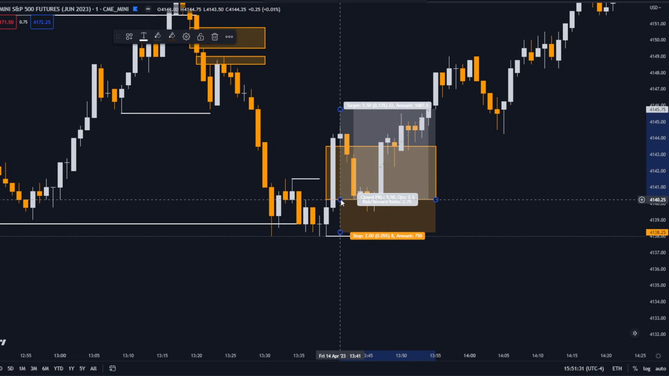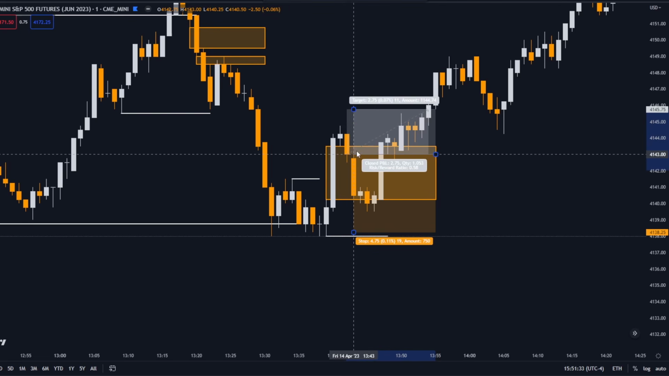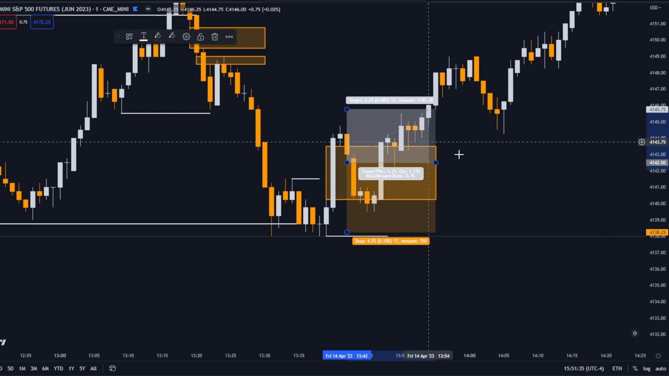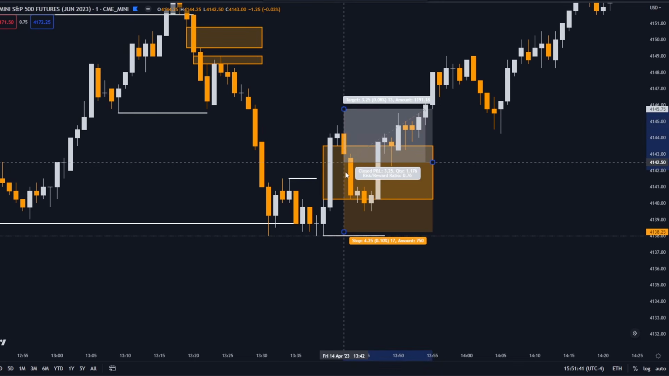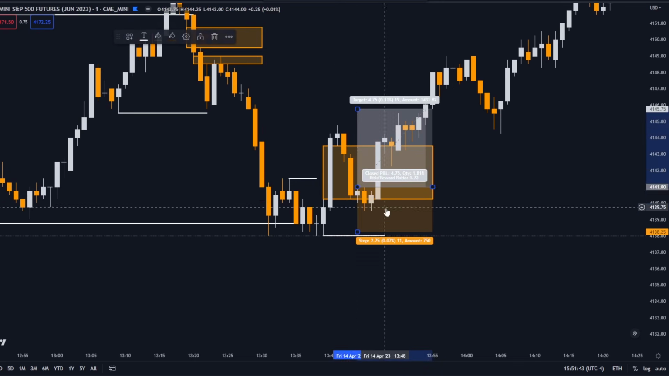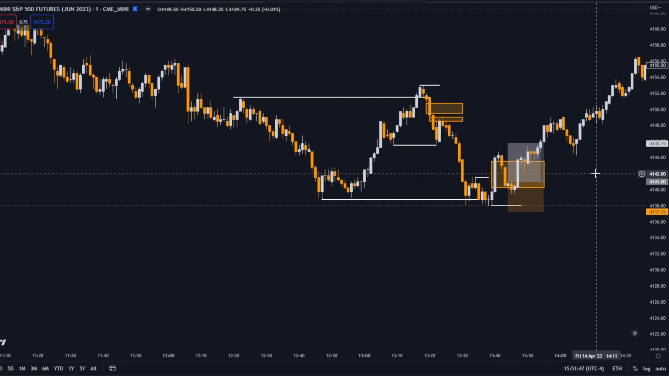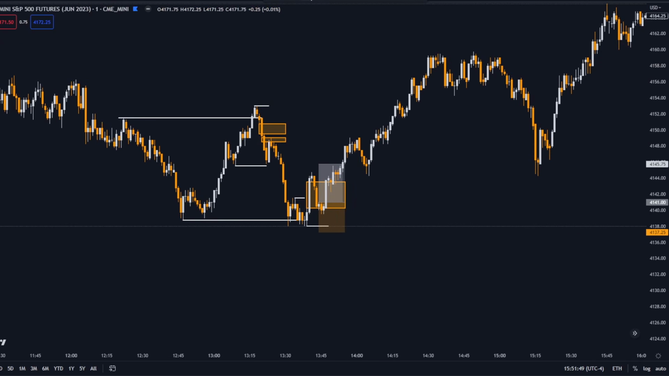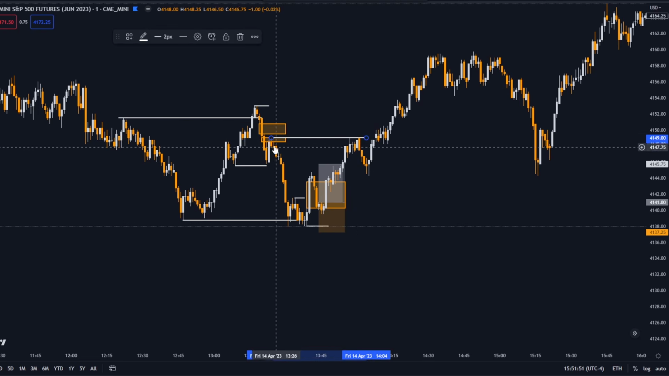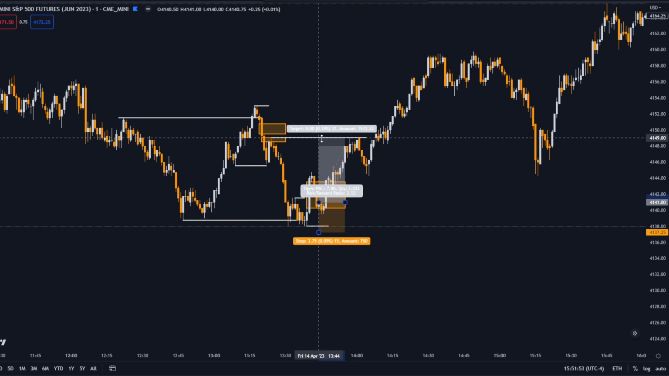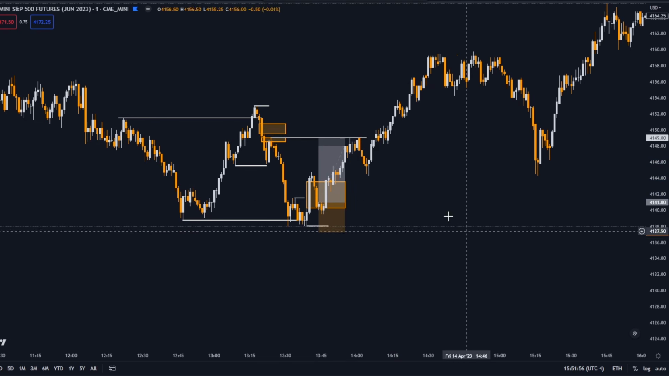Also try to enter on the lowest point. And very rarely when you have the big fair value gap, I just don't enter on the top. I want to get the best entry. Stop below. And your target is liquidity here. So like this.